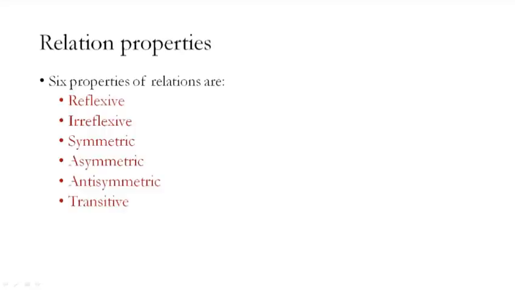Different types of relations. Here we are going to mainly focus on 6 properties of relations: reflexive, irreflexive, symmetric, asymmetric, antisymmetric, and transitive. These are very basic relations that you have studied at school level, maybe in +1 or +2. However, knowingly or unknowingly, you have studied that. When we are discussing these concepts, we'll see the application areas in which you can use these relations.